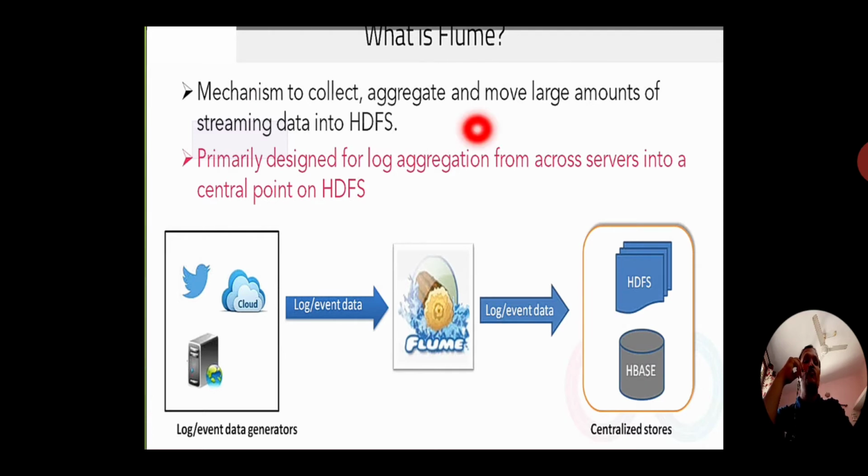So Flume is primarily designed for log aggregation. In real-time systems, the data is stored in the form of logs. So Flume is a tool which collects data directly from the logs to the HDFS system.